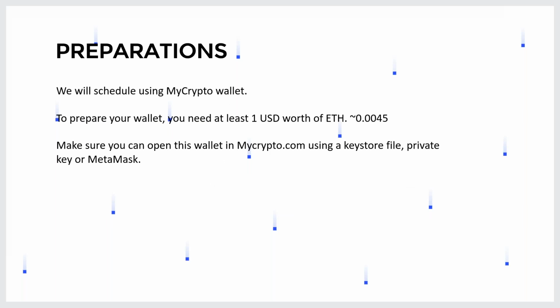Before we actually begin, one last thing, preparations. I'm going to schedule using my crypto wallet, since the Ethereum alarm clock is integrated there. If you want to follow along, please prepare about 1 USD worth of ETH, which is about 0.0045. Make sure you can open this wallet in mycrypto.com using a key store file, a private key, or if you are doing this in a browser, then MetaMask.